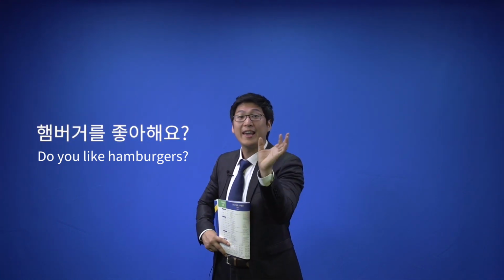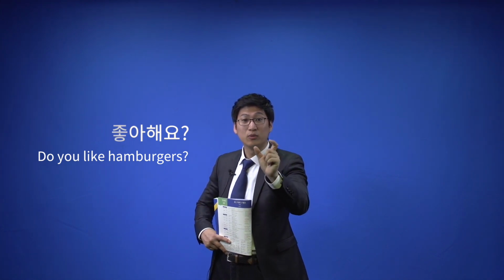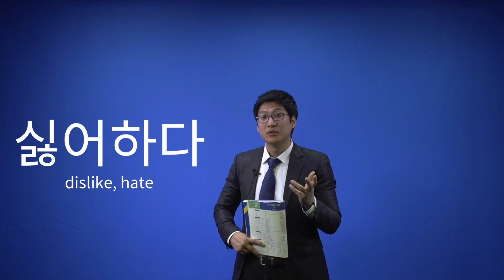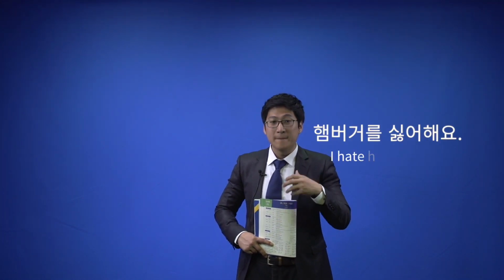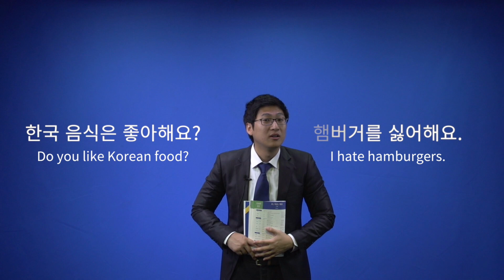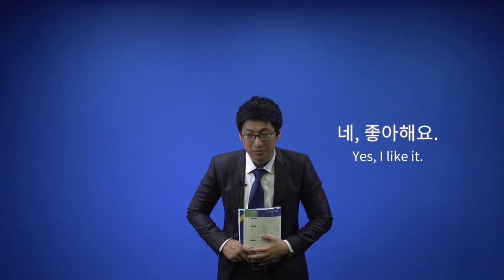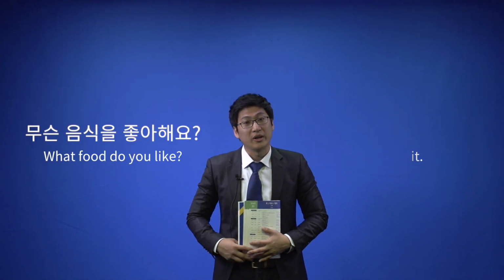햄버거 좋아해요? 아니요. How do you say I hate hamburgers? I'll just say yes. Okay, yeah. 네. Oh, we can say I hate hamburgers because we have a word for hate, don't like, right? 싫어하다. 싫어해요. How do you say I don't like hamburgers? 싫어해요. 햄버거는 좋아해요? 싫어해요. 한국 음식은 좋아해요? 네, 좋아해요. 무슨 음식 좋아해요?